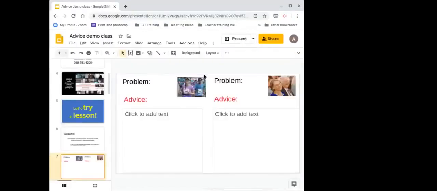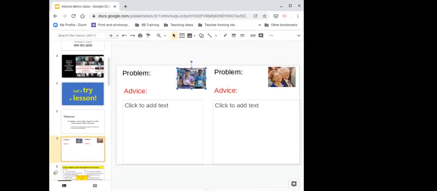I have two pictures here. Who can see the first picture? What is in this picture? What do you see in the first picture? You can write in the chat box. What do you see in the first picture?